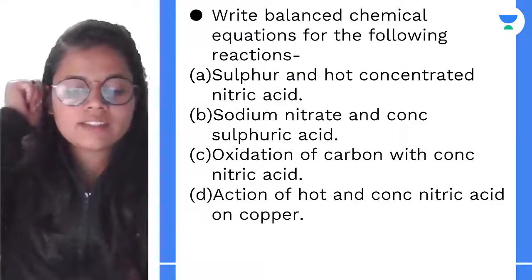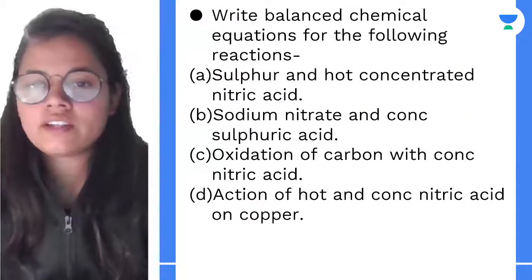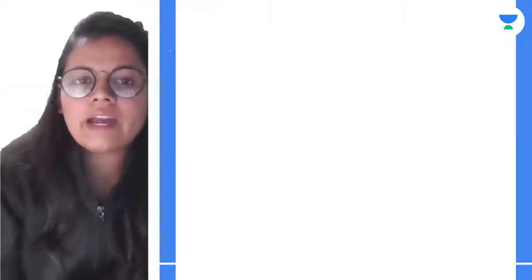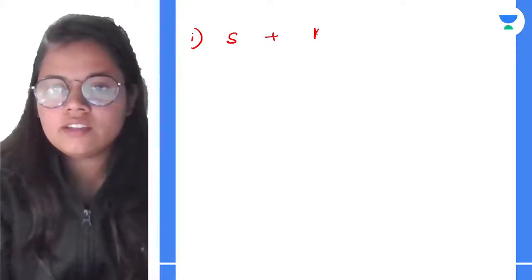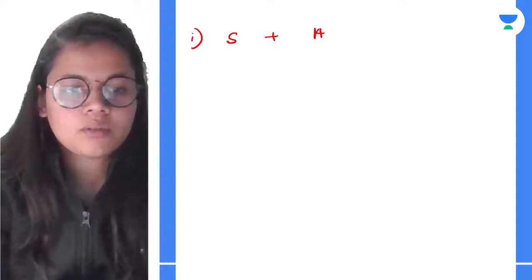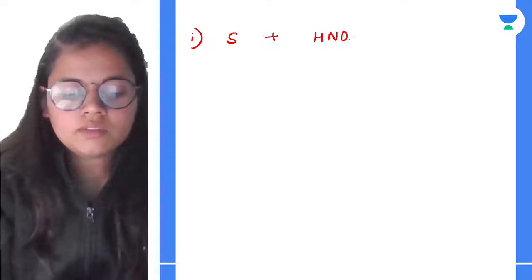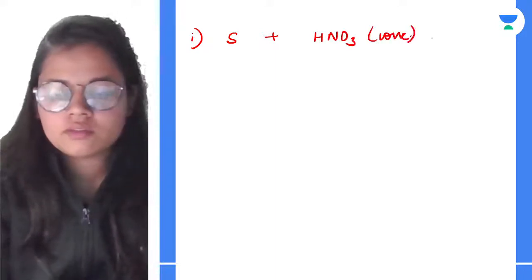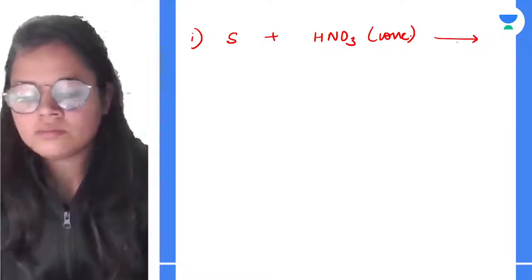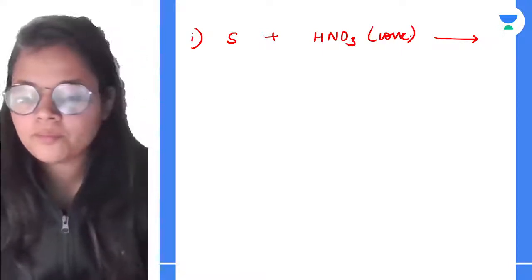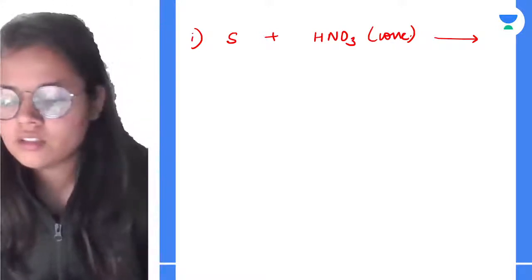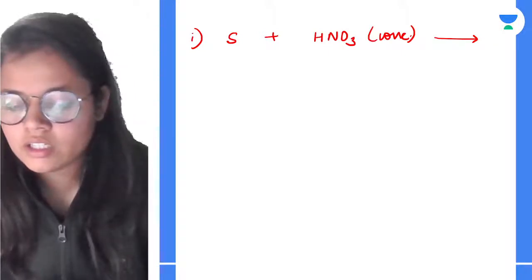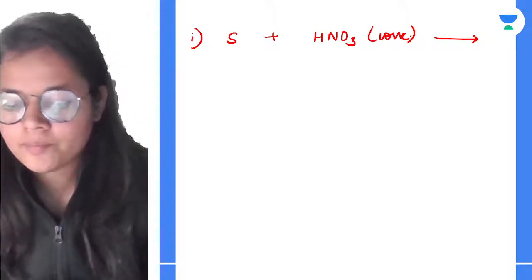Next question, write the balanced chemical equation for sulfur and hot concentrated nitric acid. I'll just write the reactants, you please tell me what are the products. So when sulfur reacts with nitric acid, let me write it properly. What is formed? What happens when sulfur is reacting with it? Correct, Srishti. Your answer is perfectly correct.